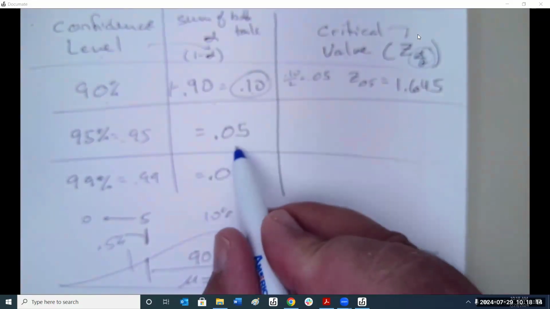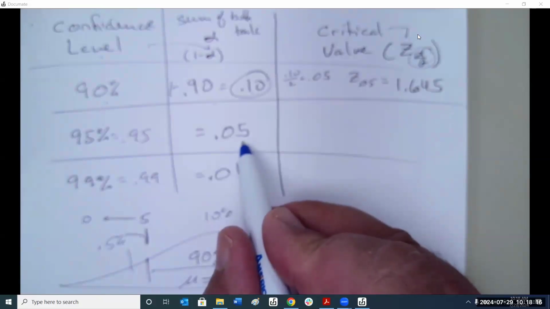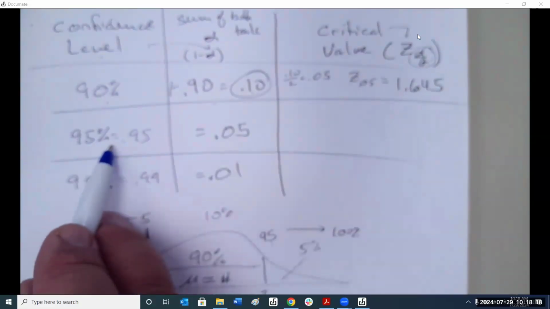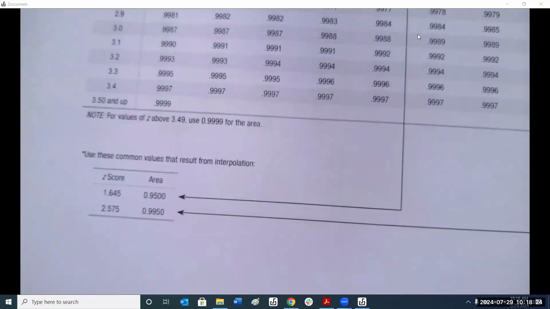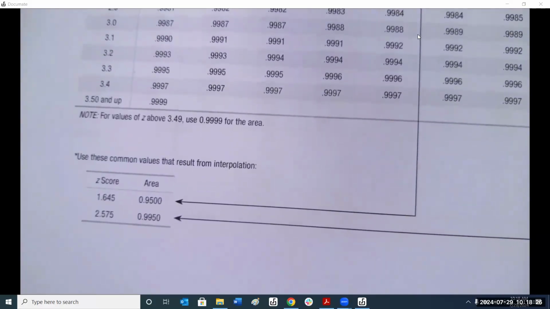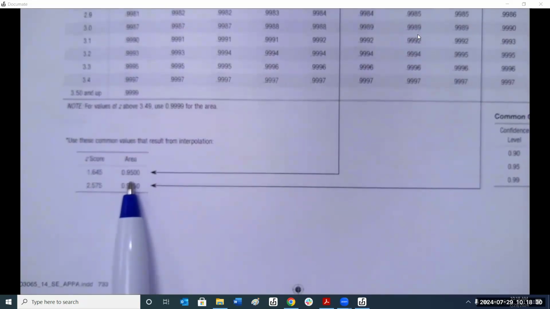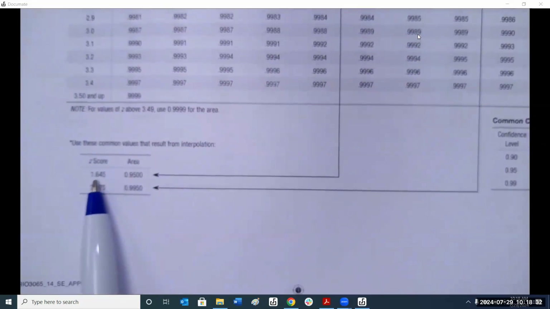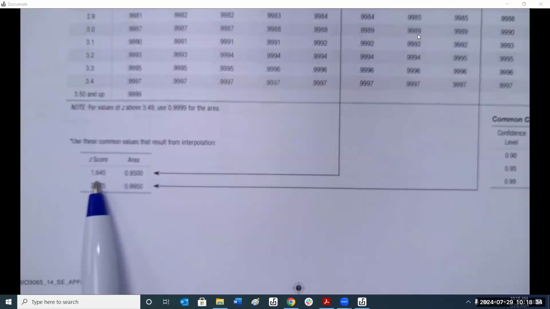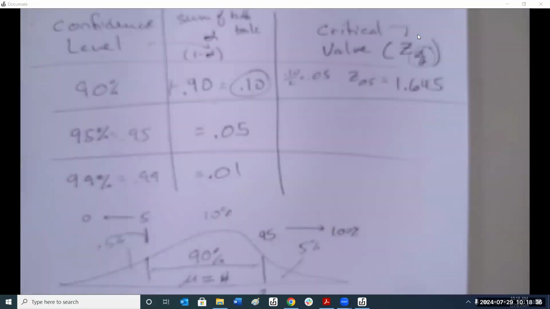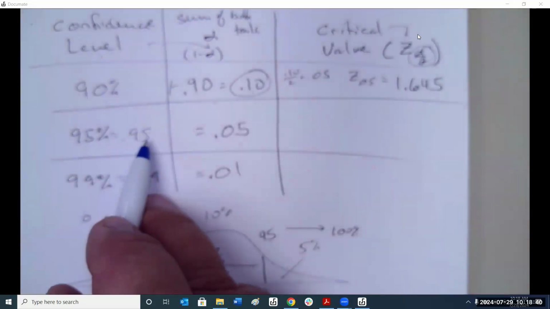So let's do the same thing now with this next one. Professor, where did you get the 4 in 1.645? Look at your chart. When I hold this up to the screen, take a look at it. We have 0.95. What does that equal? 1.645. That's where I got it from. Okay, thank you.